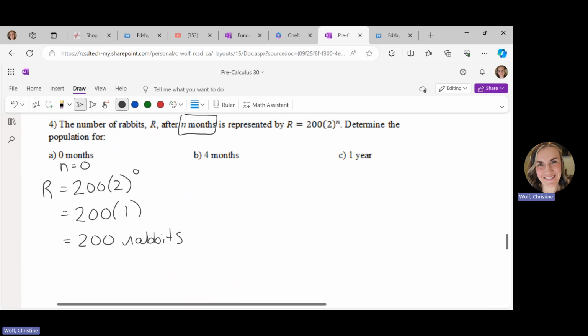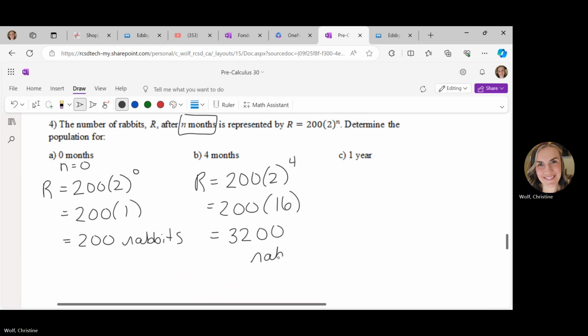Okay? We've got 200 rabbits. Then we go let them do their thing and make babies. So after 4 months, how many more rabbits would there be? So now we are going to plug in a 4 with our n. Do the math. 200 times 2 to the power of 4 is 16. So after 4 short months, we would already be up to 3,200 rabbits.